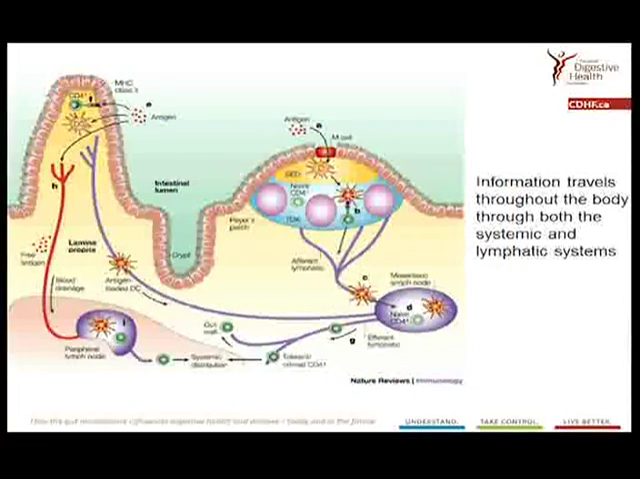So why is that important? It's important to gut health for sure, but the information also goes systemically. It travels via the systemic circulation and the lymphatic system to the rest of the body. Okay? So it's not limited to just the gut. What happens in the gut relays to the rest of the body.